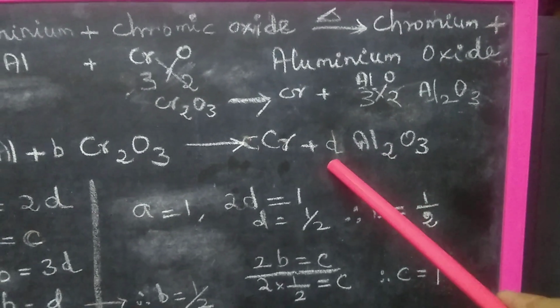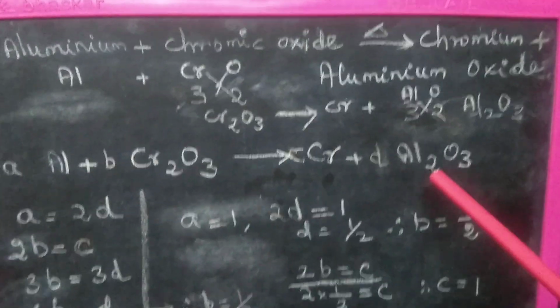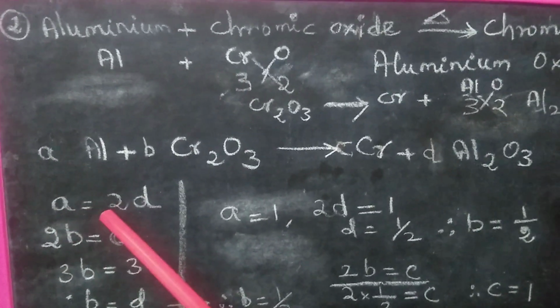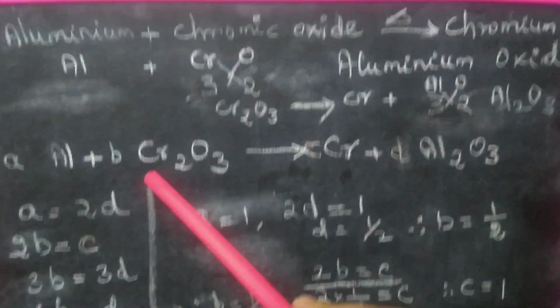And 2 multiplied by this number D is equal to 2D. Therefore, A is equal to 2D. That is the first equation. Okay, now let us move on to the next one.